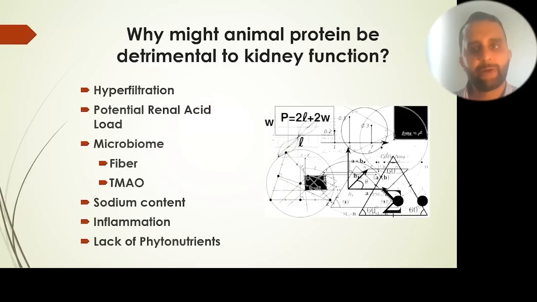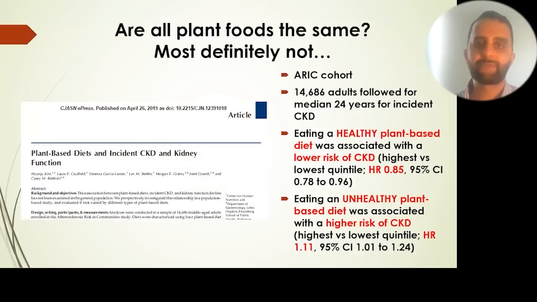So why might animal protein be detrimental to kidney function? There are a lot of reasons. Some of the reasons include this hyperfiltrating state that we talked about, the renal acid load or the acid content of these foods. Many animal foods are acidic in nature. It could be related to the microbiome and the fiber involved, and TMAO, which results in inflammation, the sodium content, oxidative stress, and the lack of phytonutrients. So all of these things may come into play to affect kidney disease.